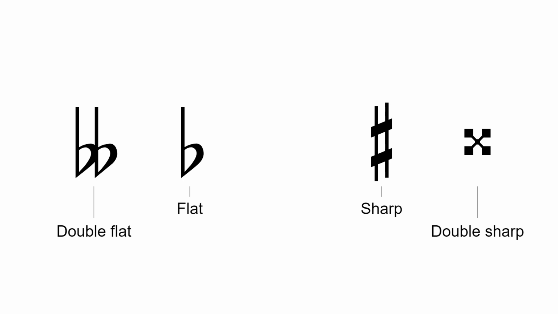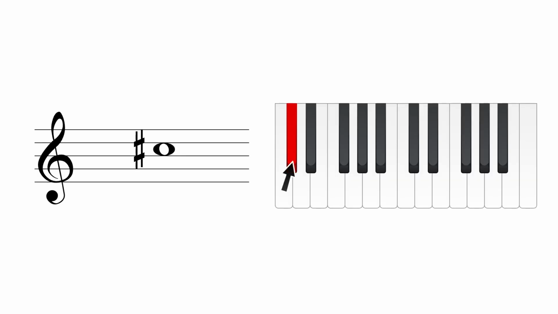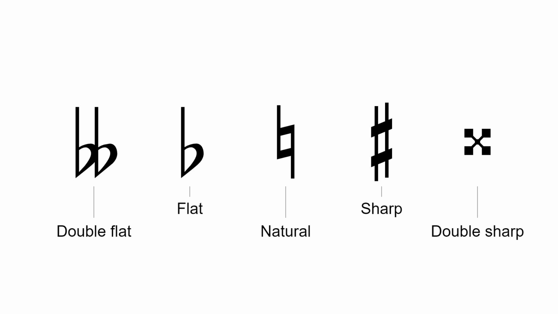Let's delve into the intriguing world of accidentals in music. Accidentals are symbols that alter the pitch of a note, adding depth and color to a melody. A sharp raises a note by a half step, while a flat lowers it by the same amount. A natural sign undoes any previous accidental, returning the note to its original pitch. And then, there are double sharps and double flats, which raise or lower a note by 2 half steps.